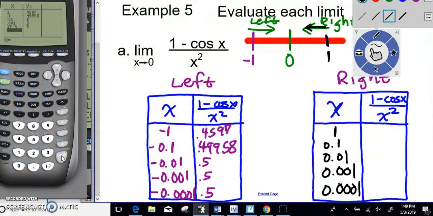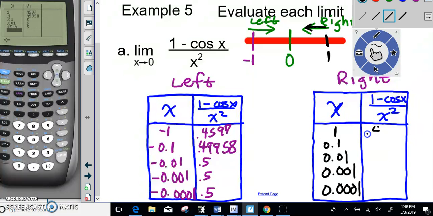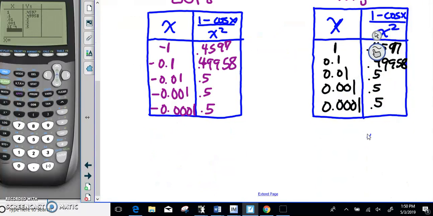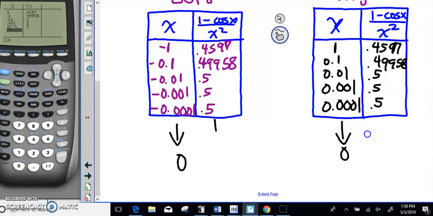Alright, so here we're going to fill these numbers in: 0.4597, and 0.49958, and then 0.5, 0.5, 0.5. So at this point, what we're really saying is, as x approaches 0 from both sides, our y value for both of these approaches the same number, 0.5.